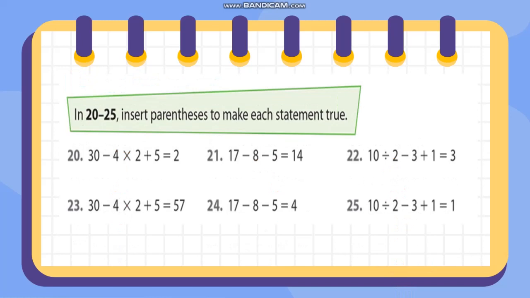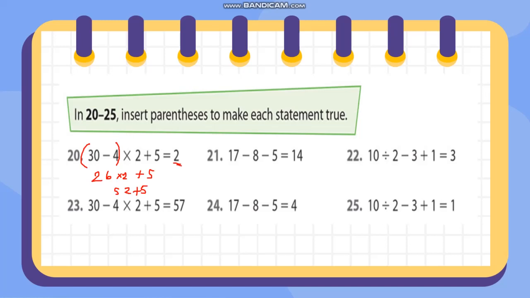Okay, for example, I have 30 minus 4 multiplied by 2 plus 5. If I put parentheses here, is the answer equivalent to 2? Let's find out by applying the rule. Parentheses first, 30 minus 4 is equivalent to 26, and 26 multiplied by 2 plus 5. So what is 26 multiplied by 2? That is equivalent to 52, and 52 plus 5 is equivalent to 57, not 2.